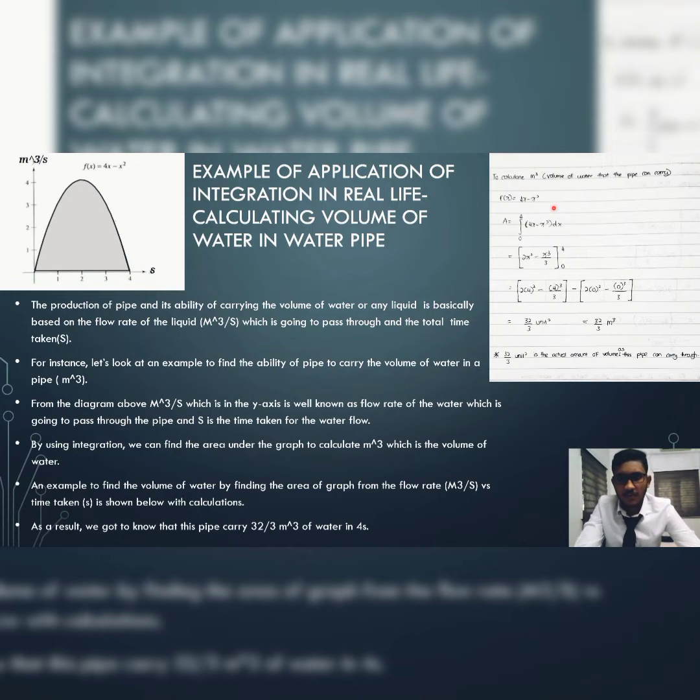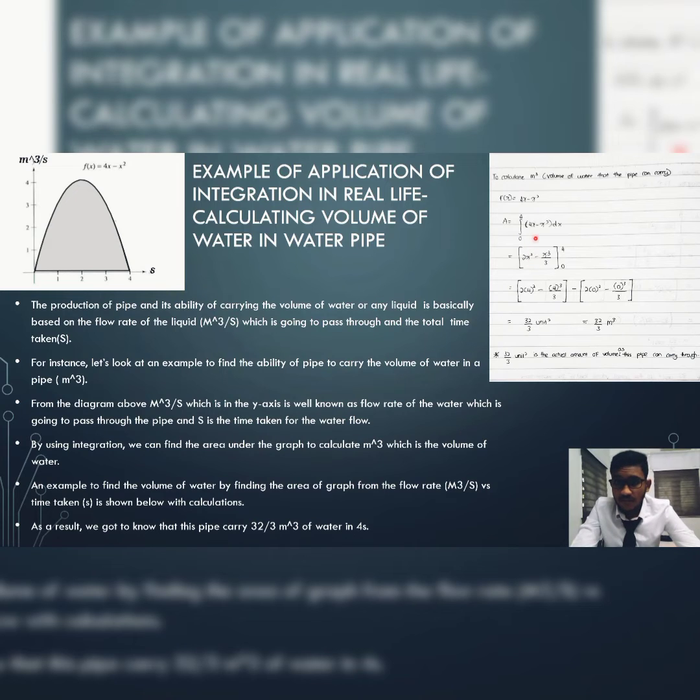Let's look here for a time. To calculate the meter cube, which is the volume of water that the pipe can carry through, we have to use the function given from the graph, which is 4x minus x squared. The limit we are going to use is 4 to 0, because the total time taken for the water to pass through the pipe is 4 and the start time will be 0.